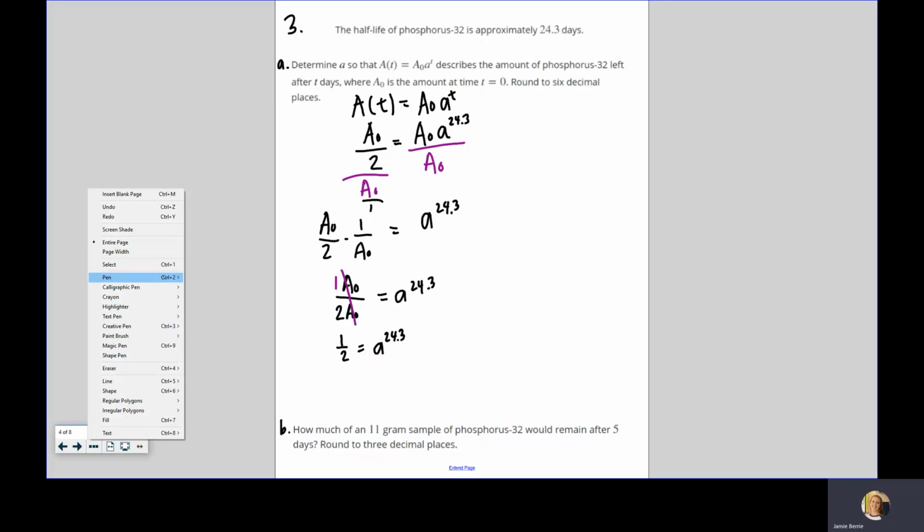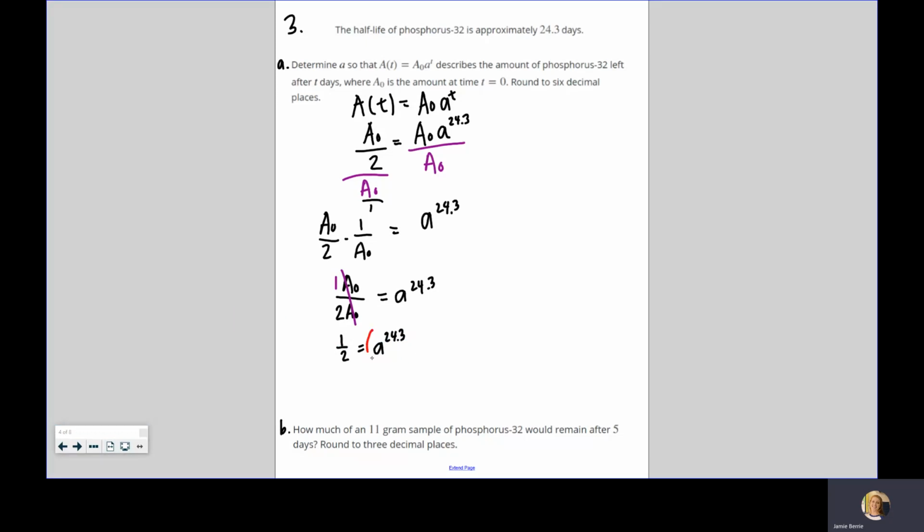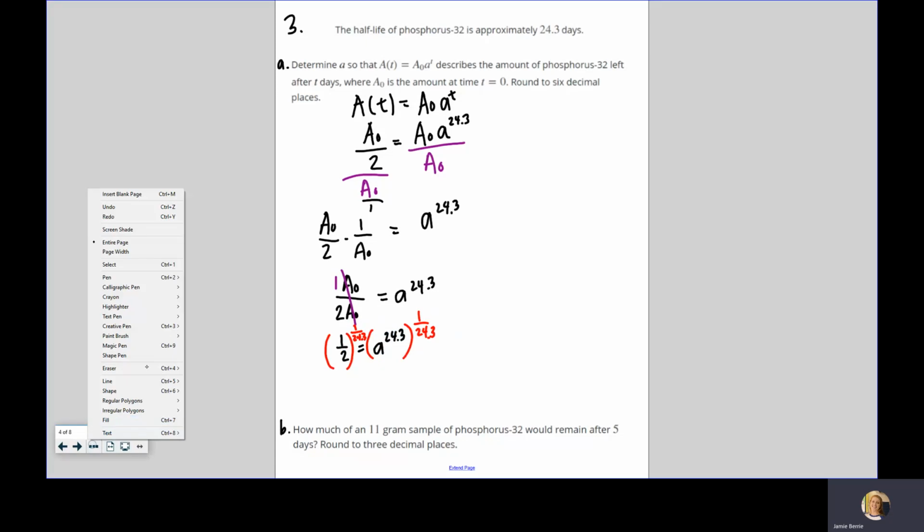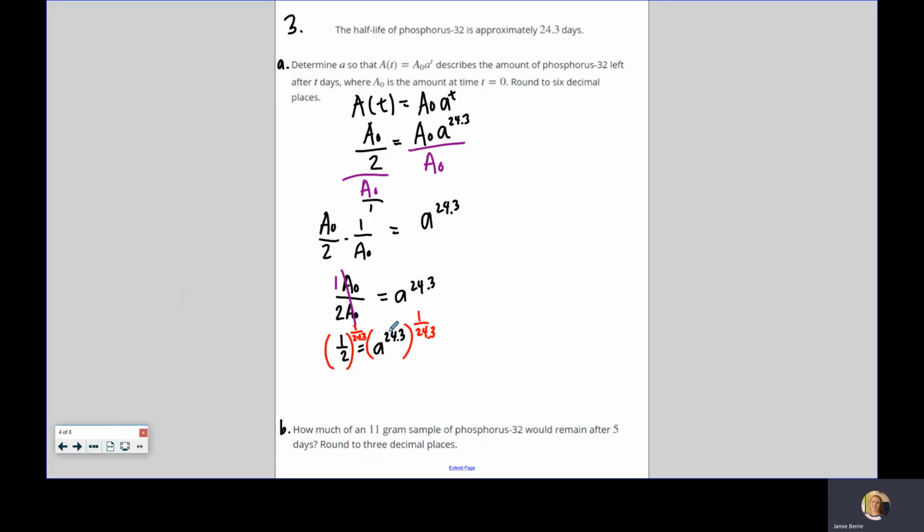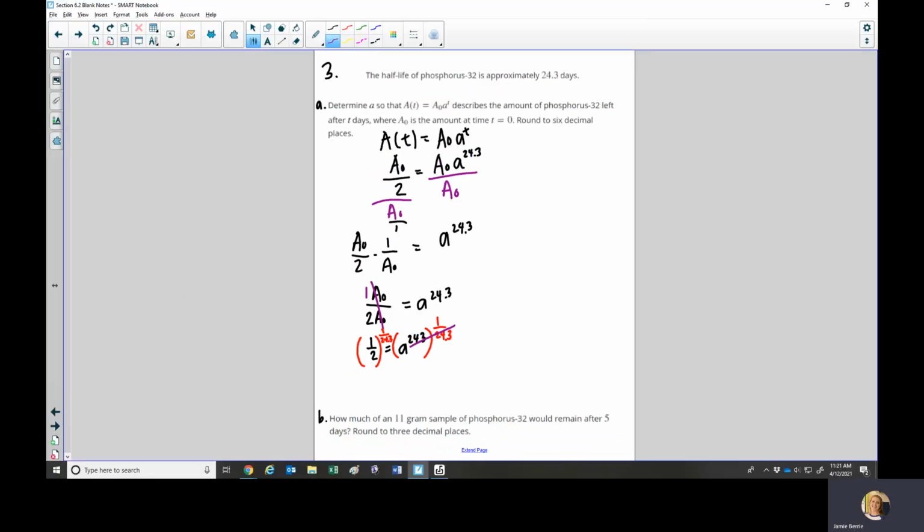A simpler way to think about it is, if I was to get rid of this exponent, I could raise both sides to the 1 over 24.3 power. And that would cancel out on the right-hand side because 24.3 times 1 over 24.3 would just be 1. Power to a power, you multiply them. And now for the left-hand side, we can just plug that in our calculator.